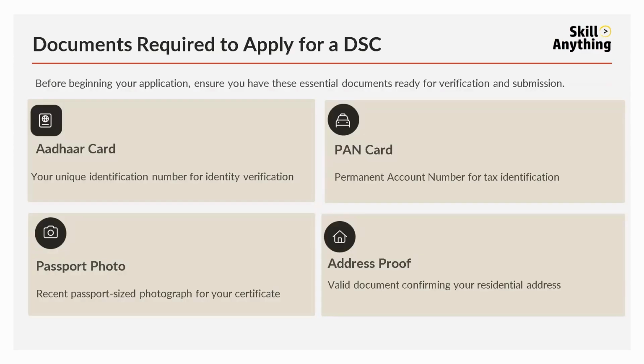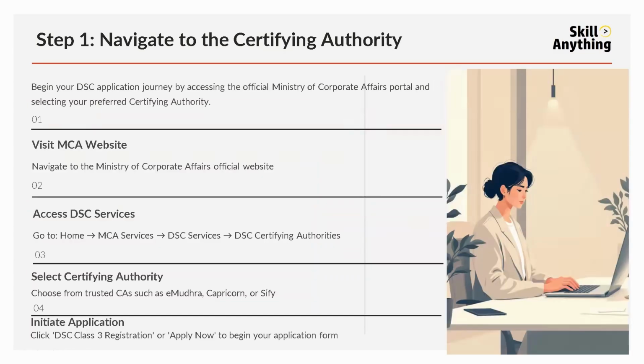Before you begin, make sure you have these documents ready: Aadhaar card for identity verification, PAN card for tax identification, a recent passport size photo, and address proof such as a bank statement, utility bills, driving license, etc. Having these ready helps you complete the application faster.